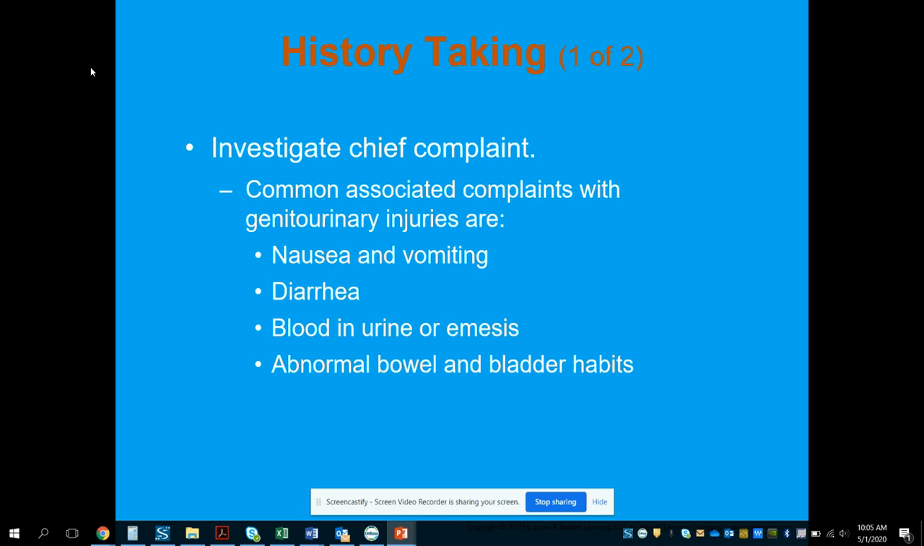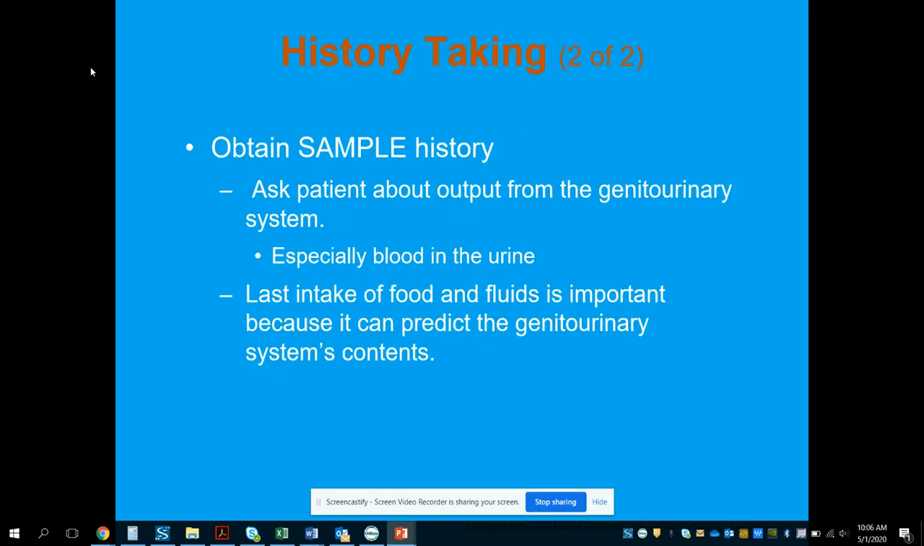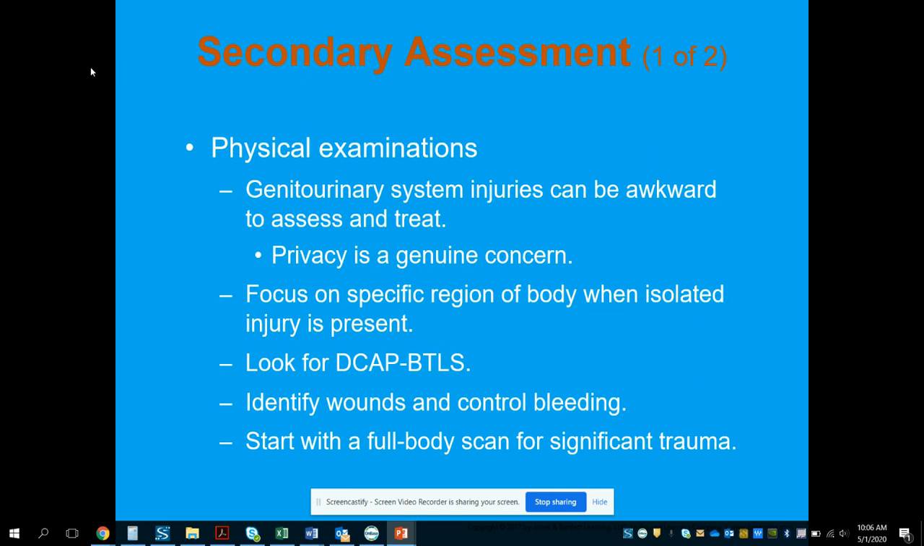Still asking those same questions about the injury, asking about any nausea, vomiting, diarrhea, blood in the urine, or emesis like vomit, abnormal bowel and bladder habits, that type of thing. Asking questions about their last intake of food and fluids, especially if you're concerned that this is a urinary issue and there may have been some potential for dehydration and that type of thing. Genitourinary system injuries, as we said, can be awkward to assess and also awkward for you to treat, so privacy is a genuine concern. Trying to make sure that there's limited amount of people around while you're handling the situation. Trying to move out of the public and into the private area of the ambulance is very important.